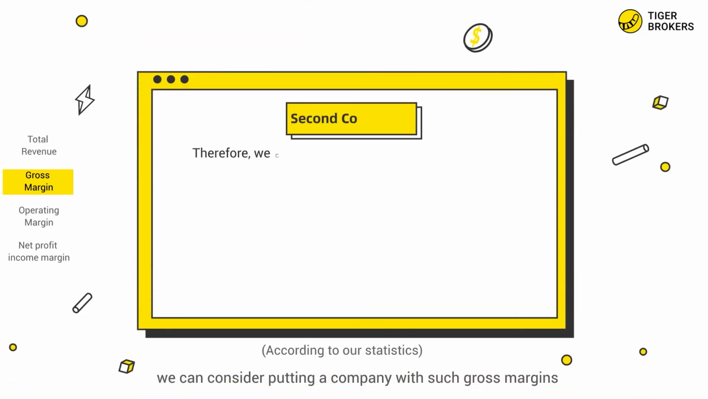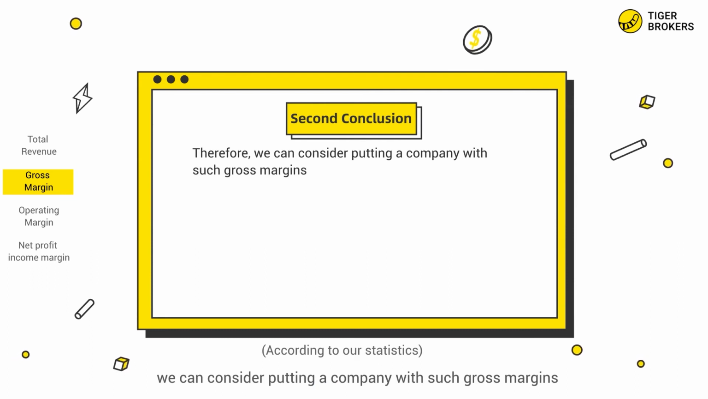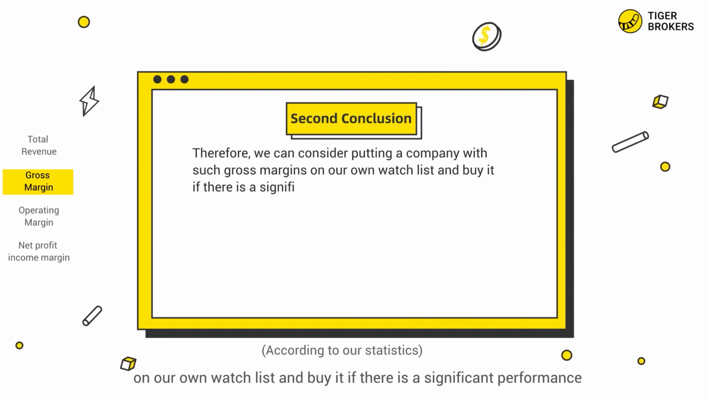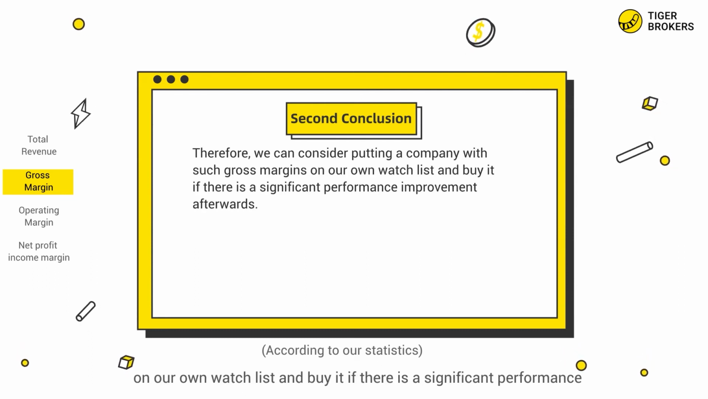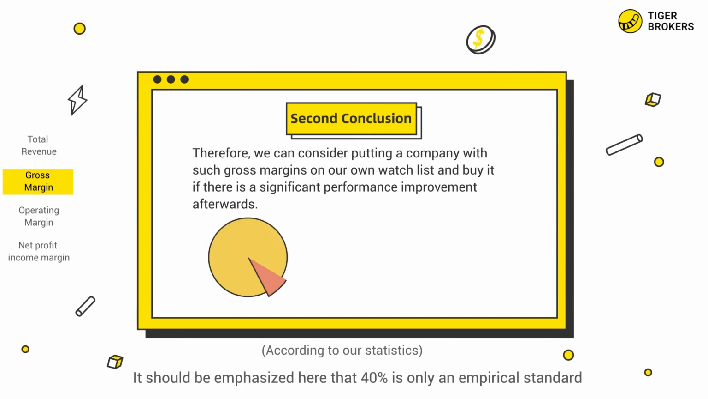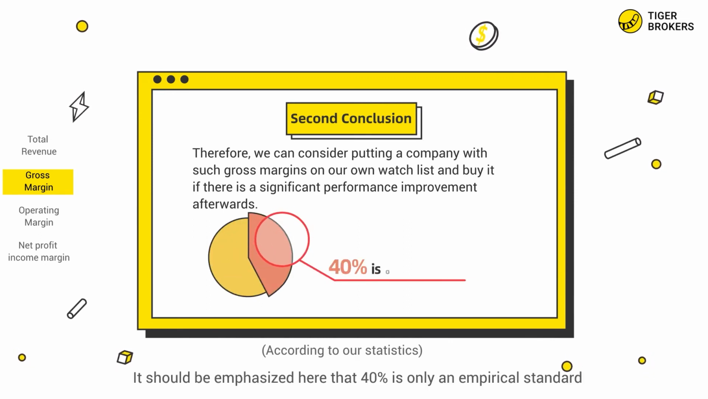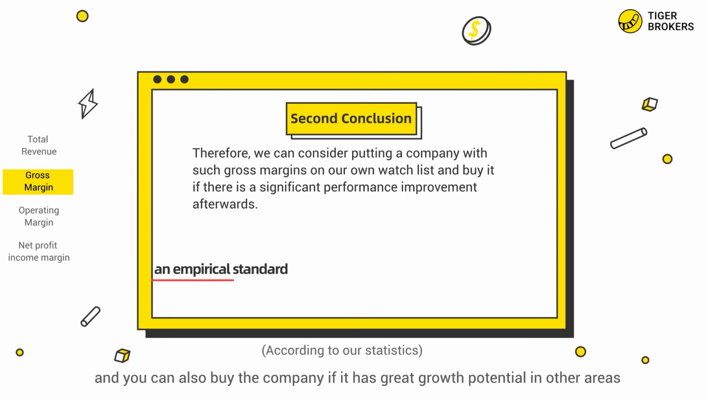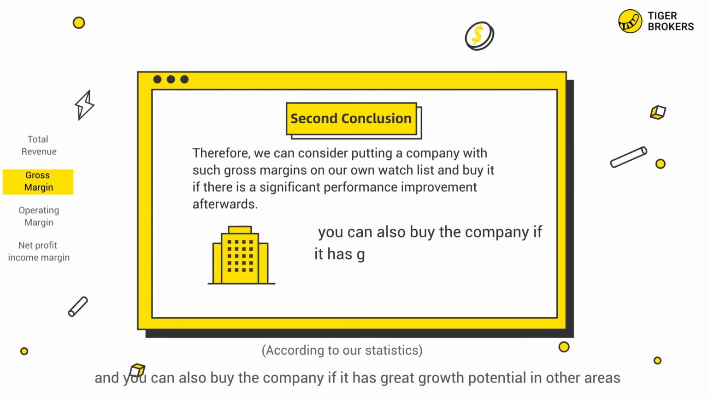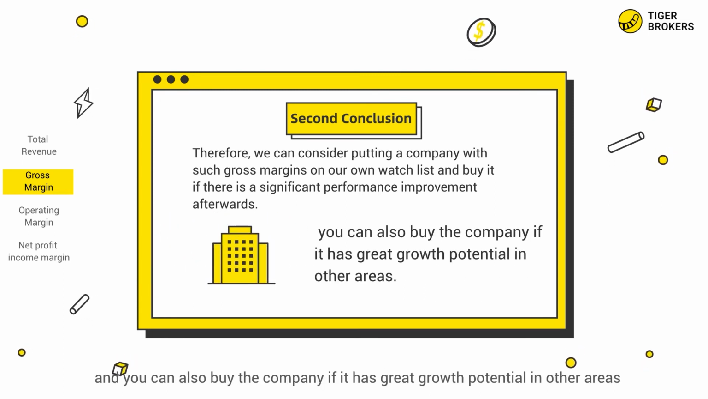Therefore, we can consider putting a company with such gross margins on our own watch list and buy it if there is a significant performance improvement afterwards. It should be emphasized here that 40% is only an empirical standard, and you can also buy the company if it has great growth potential in other areas.